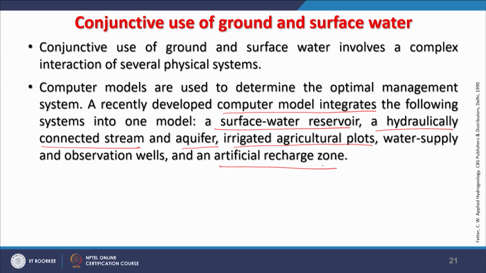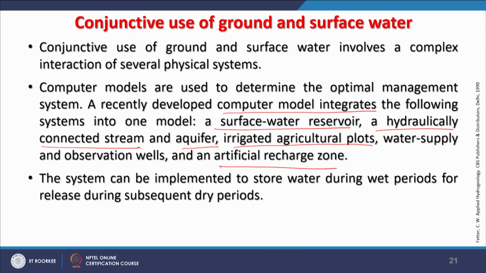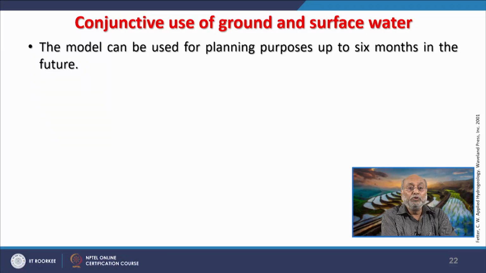That is one of the long term best solutions, that you keep recharging your groundwater regime, and a lot of other problems will not erupt. So, those kinds of efforts should be there, and they will help to strike the balance between groundwater and surface water. So, these models or these systems can be implemented to store water during wet periods like the rainy season, monsoon season, for release during the subsequent dry periods. That is the best practice if it can be followed, and these models can be used for planning purposes up to 6 months in advance.